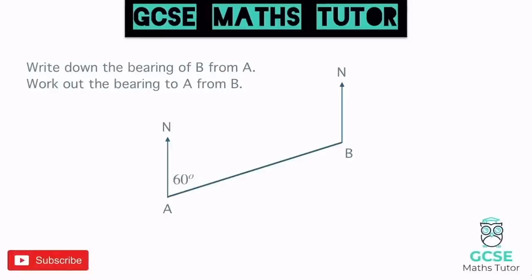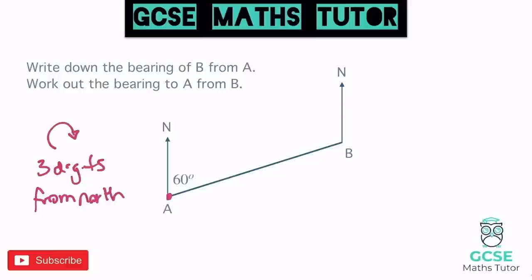So if I'm at B and I want to go from A, then I'm standing over here at point A. Now there's 3 rules for bearings. They're always measured in a clockwise direction. There's always 3 digits. I always measure it from north. Okay, so they are my 3 bearing rules.